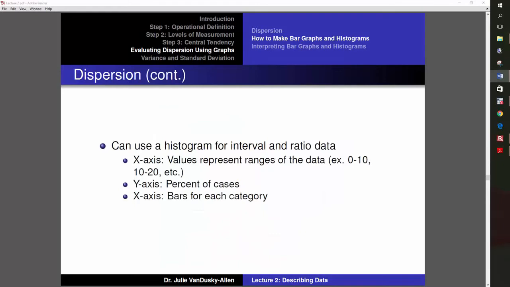For interval and ratio level data, you can use a histogram. On the x-axis, the values represent ranges in your data. So for example, you could have one category devoted to values between 0 and 10, another devoted to values between 10 and 20, and you can keep going. And on the y-axis, you indicate the percentage of cases, and for each category on the x-axis, you use a vertical bar to indicate the percentage of cases in the variable that take on that value.